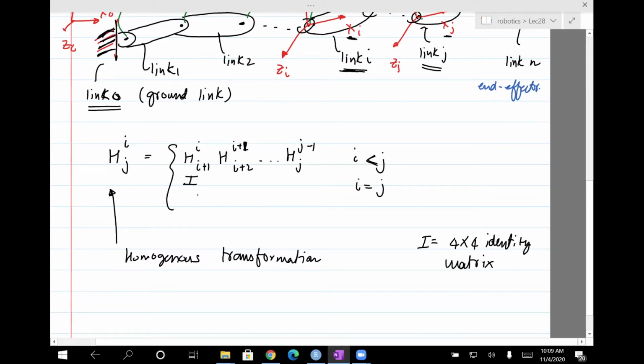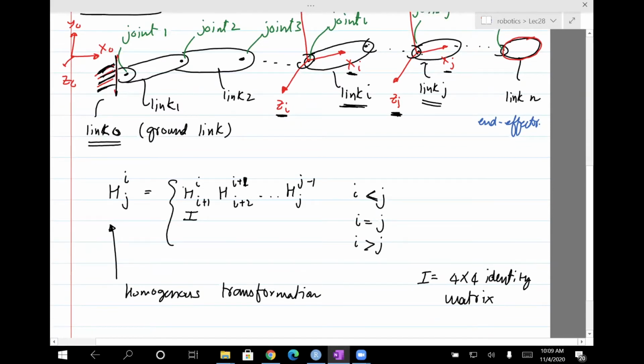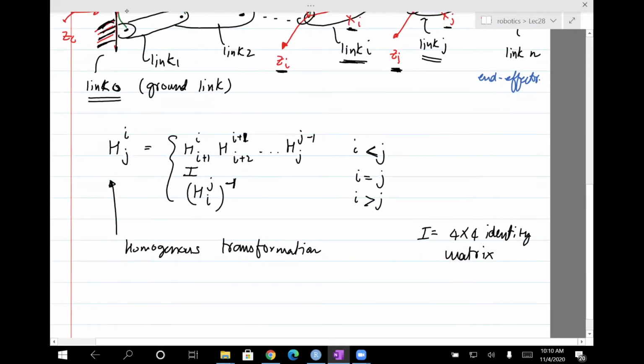And then we have, what if i is greater than j? In this case, you're trying to find the position of this link with respect to the link which is forward in the kinematic chain. Here we use this trick, H_ij times H_ji is identity, and so you get H_ji inverse. So you find this transformation and then you invert it. That is the starting point for transformations.